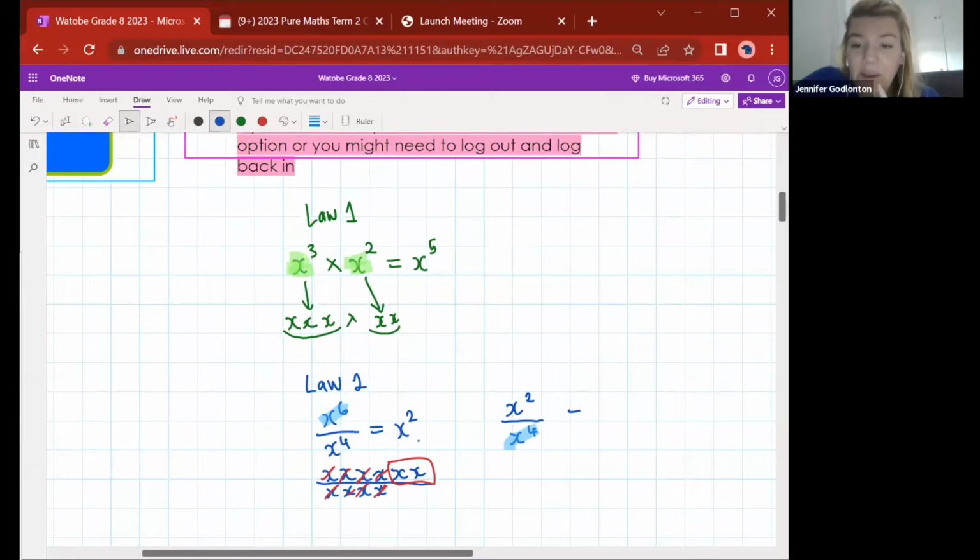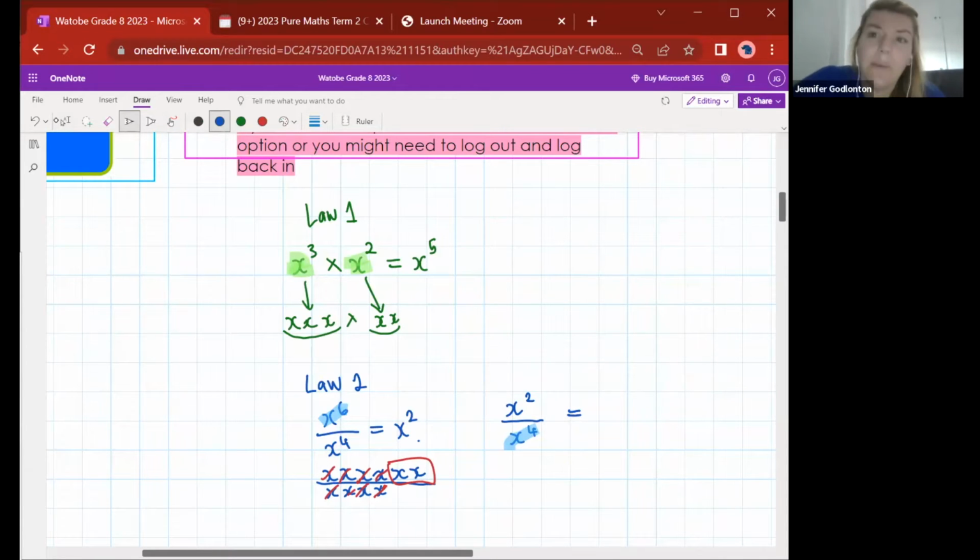So I'm seeing people giving me an answer of x to the -2, because 2 minus 4 would give me -2. The problem with this is that we don't work in negative exponents. So whenever we have an answer that has a negative exponent, we want to make it positive. And when we make something positive, it actually moves down to the denominator.